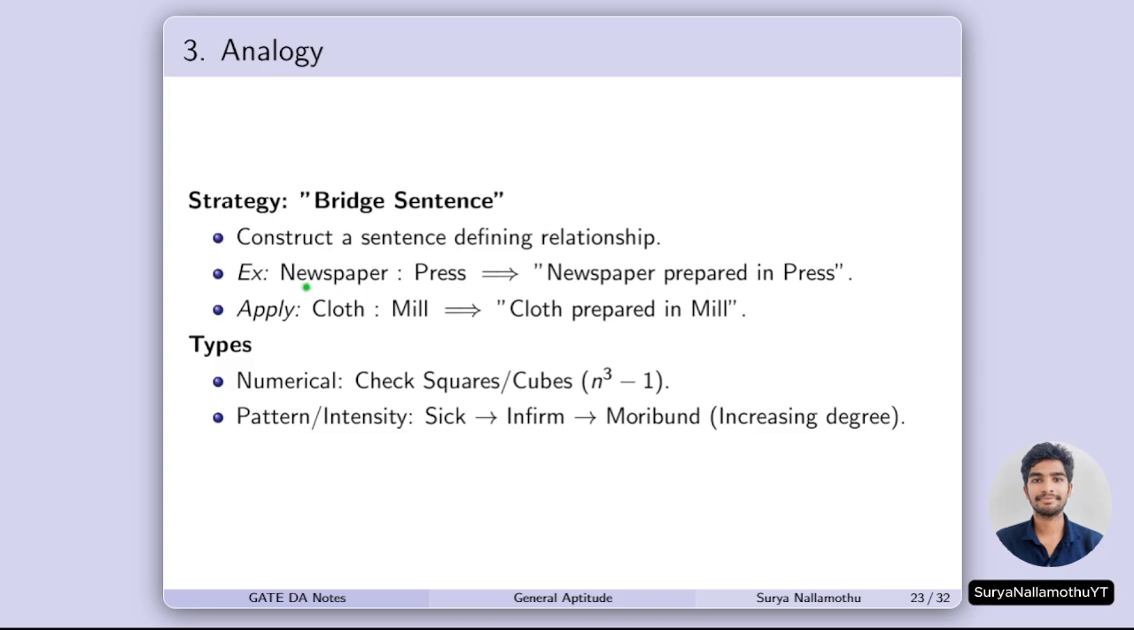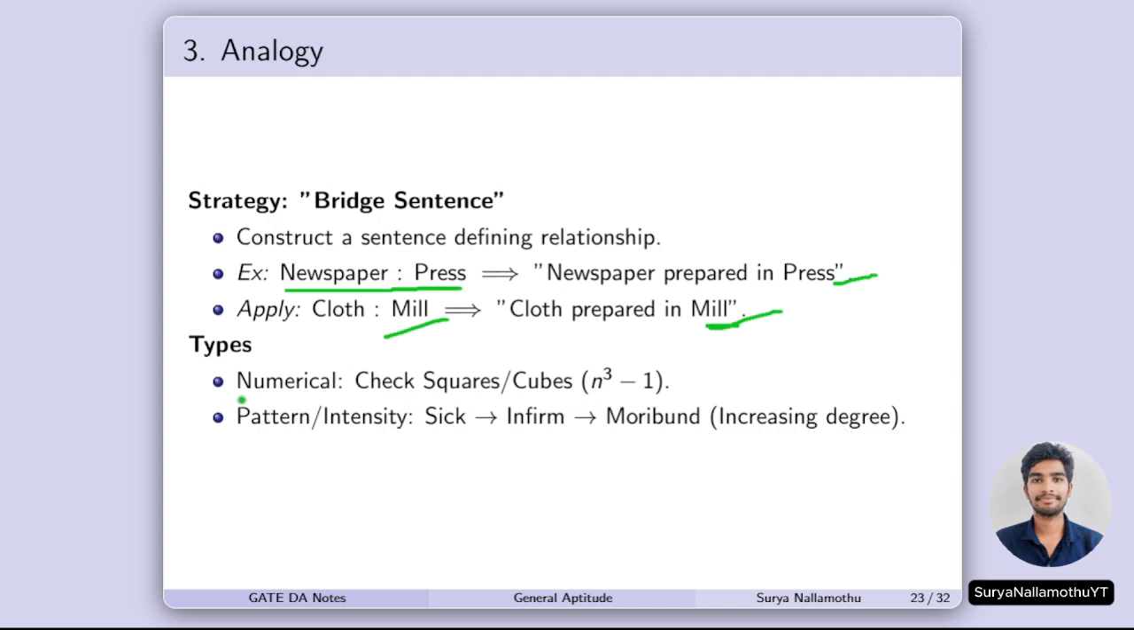The bridge sentence. In the question, he asked about newspaper and press. The newspaper was printed by the press, and the cloth was made by the mill. So cloth is prepared in the mill, newspaper is prepared in the press. That's why we need to find this mill as the answer.